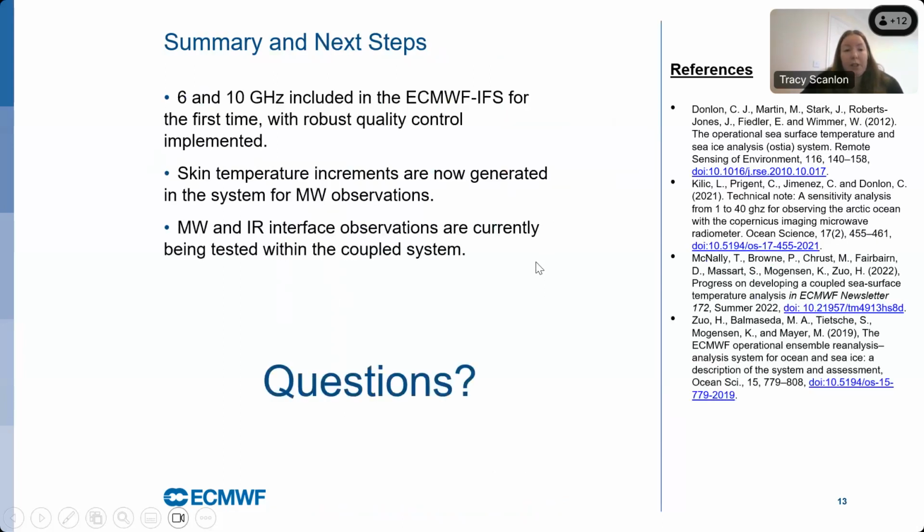I do have a summary slide, so just to reiterate, 6 and 10 have been included for the first time with robust quality control implemented. The skin temperature increments are now generated for microwave observations, and these have been used in the coupled system, which is currently being tested. So that's the end.